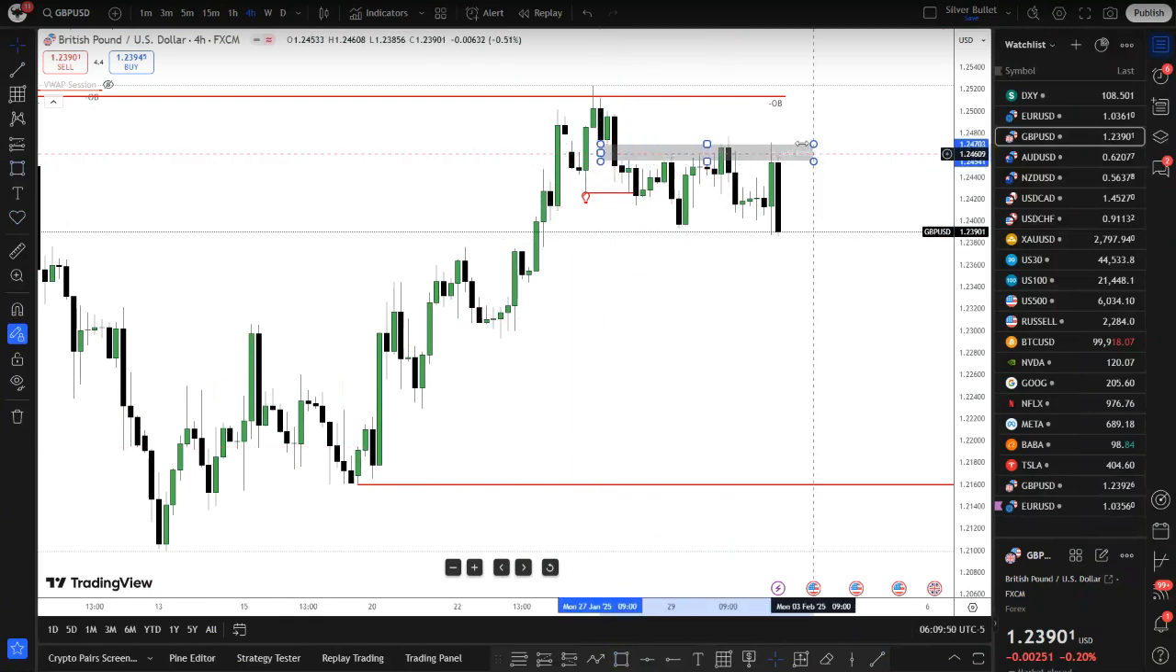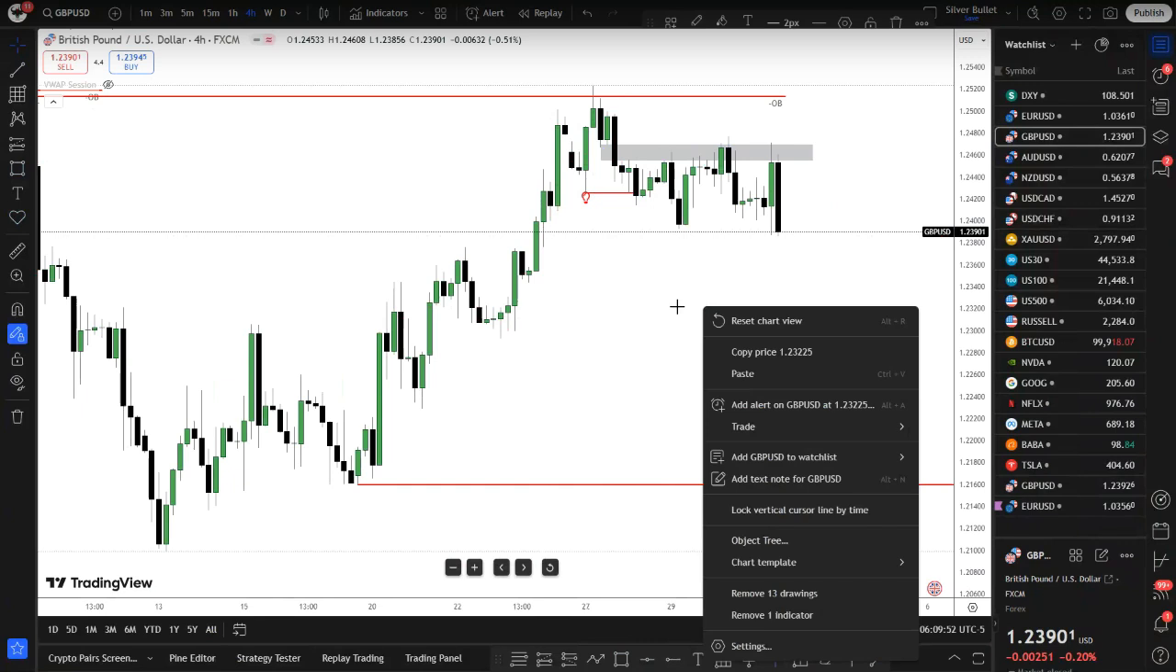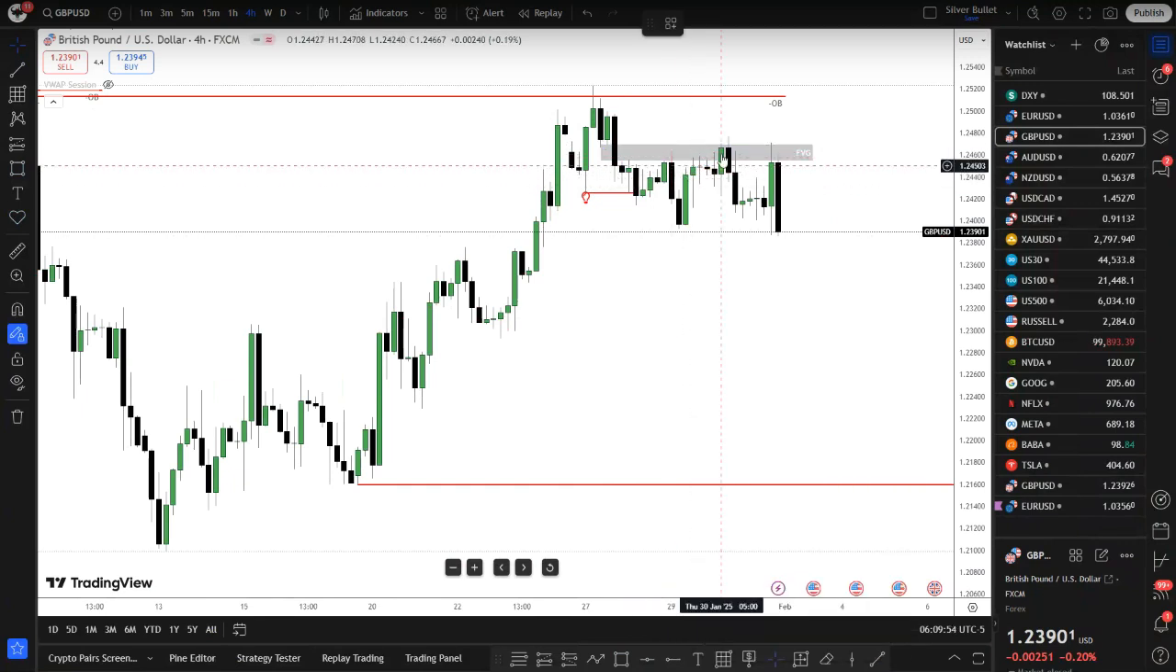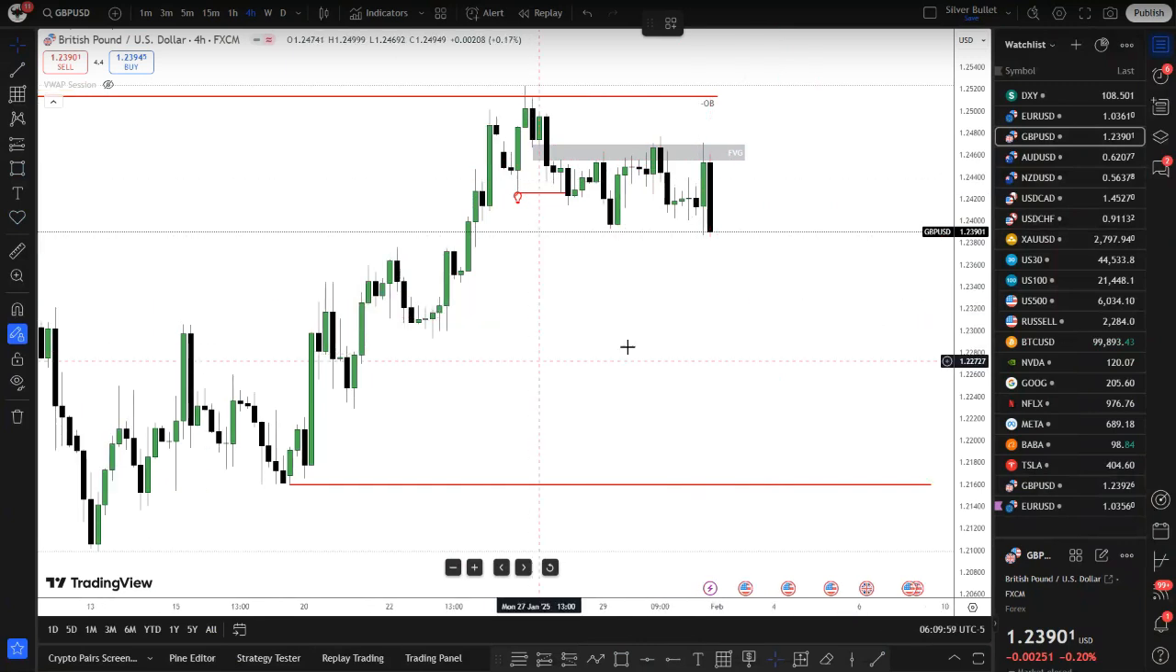Right, price turned back up into this fair value gap. We check into the fair value gap, taking out this high into it right there, again into the fair value gap, then we took off the downside. So what are we expecting for this week?